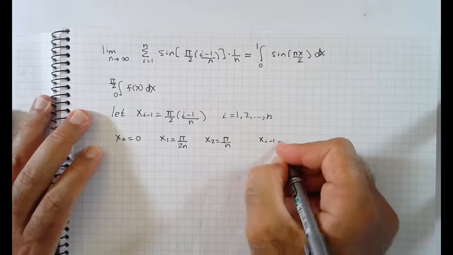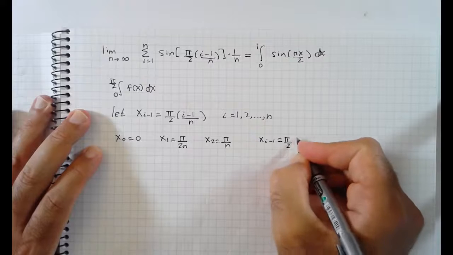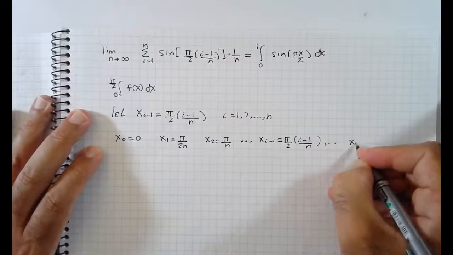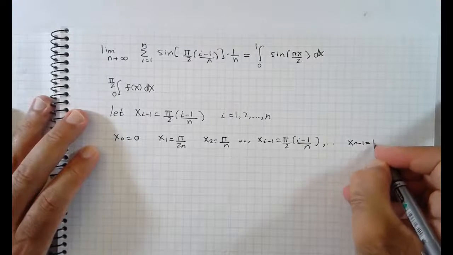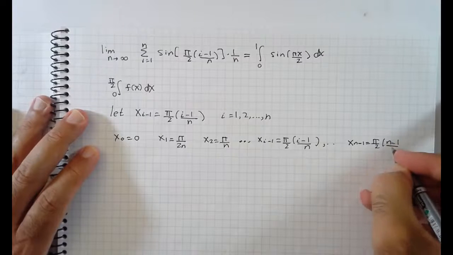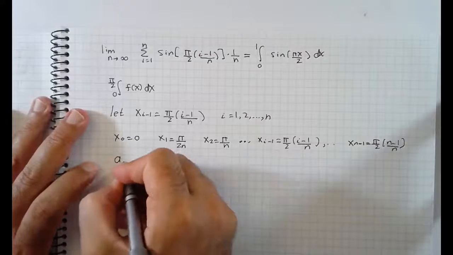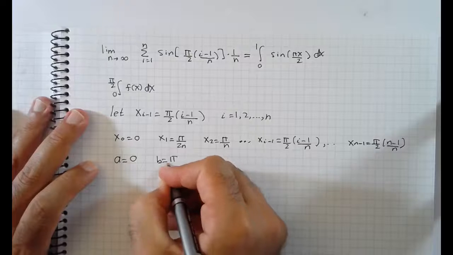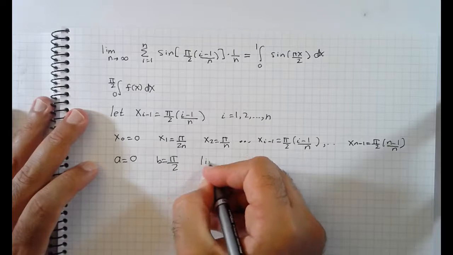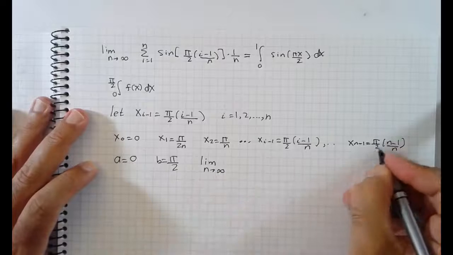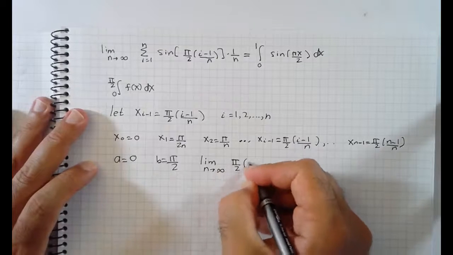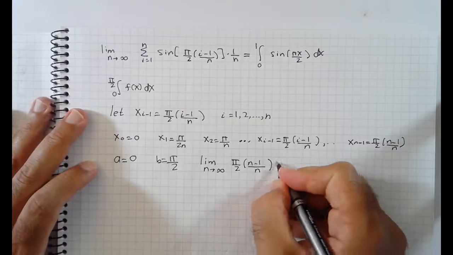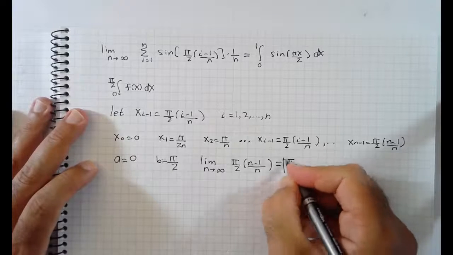x sub i minus 1 is going to be pi over 2 times (i minus 1) over n, and x sub n minus 1 is going to be pi over 2 times (n minus 1) over n. So clearly a is 0, and b is going to be equal to pi over 2. How do we know that? Well, we can take the limit as n goes to infinity of x sub n minus 1, that's pi over 2 times (n minus 1) over n. If you divide by the highest power, divide by n, you can clearly see that this limit will approach pi over 2. And that's b.